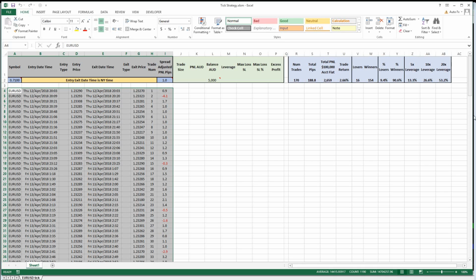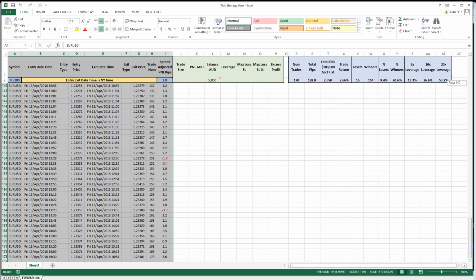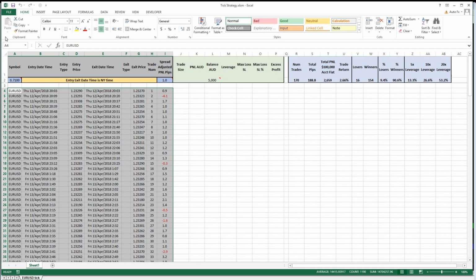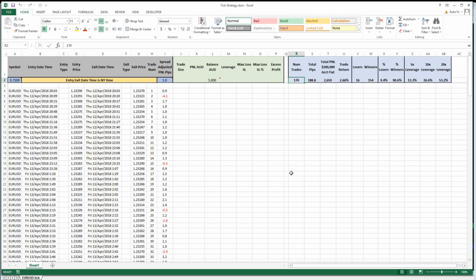So for this particular day, the 13th of April, we did a total of 170 trades in this pair. That's actually pretty low. We normally do around 300 trades a day. We accumulated a total of 188 pips for the day, which is an excellent result. If we were trading a $100,000 account and just trading it flat, so every trade was executed with a $100,000 trade size, so no leverage, we would produce a return of 2.66% for the day. 2.66% without leverage for one day.